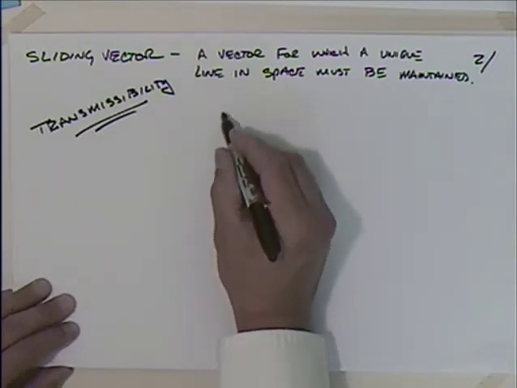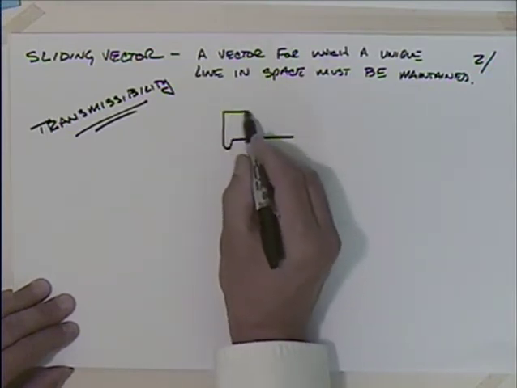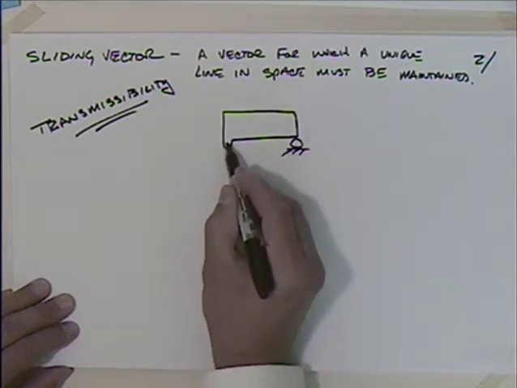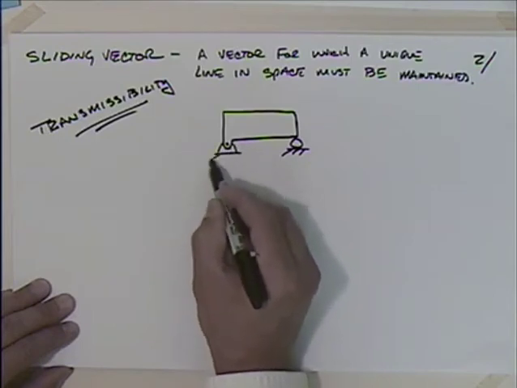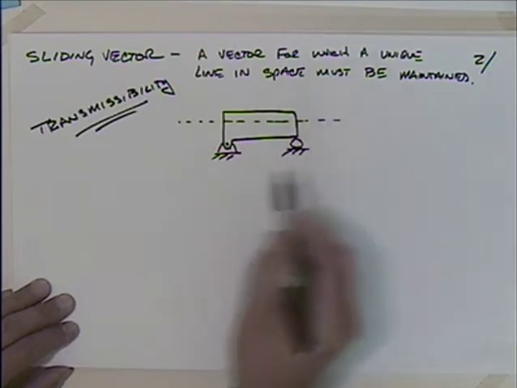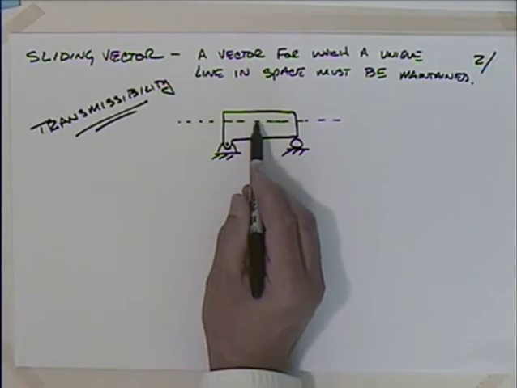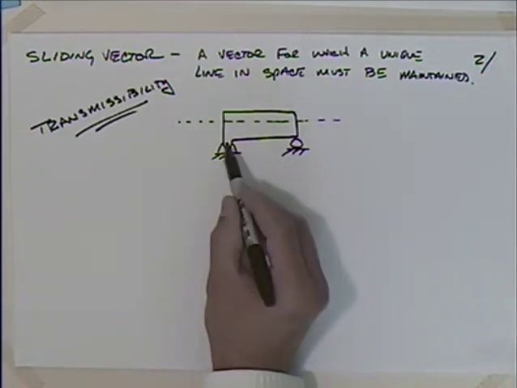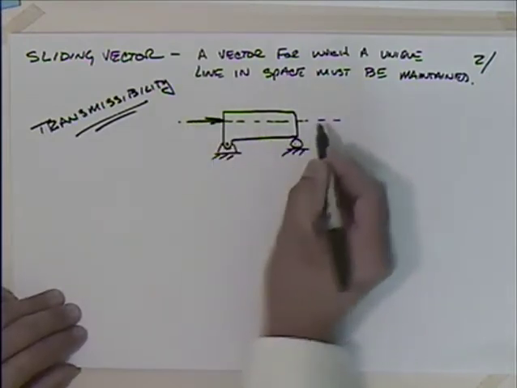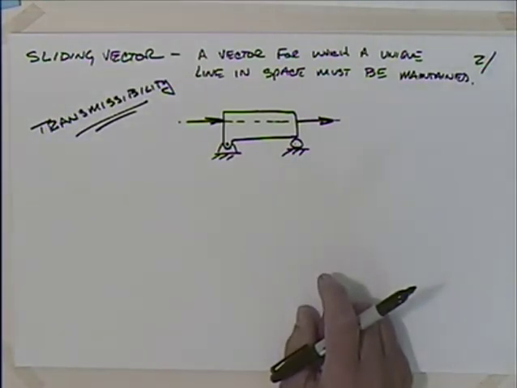Let's say that we have a body or gadget or widget, supported on a roller here, and pinned there, and I have this line. If I'm looking at the external reactions, not the internal forces, and I want to find the reaction at the roller, whether I apply that force here or there doesn't make any difference. It only has to maintain that line in space.